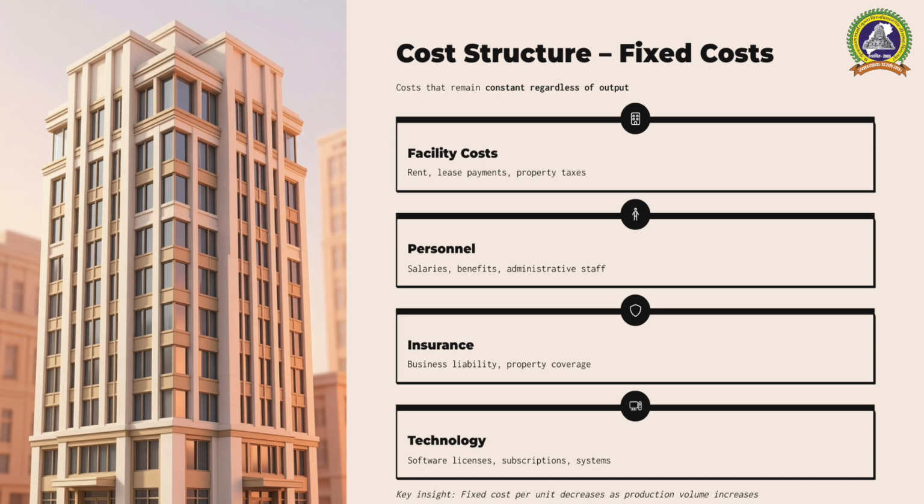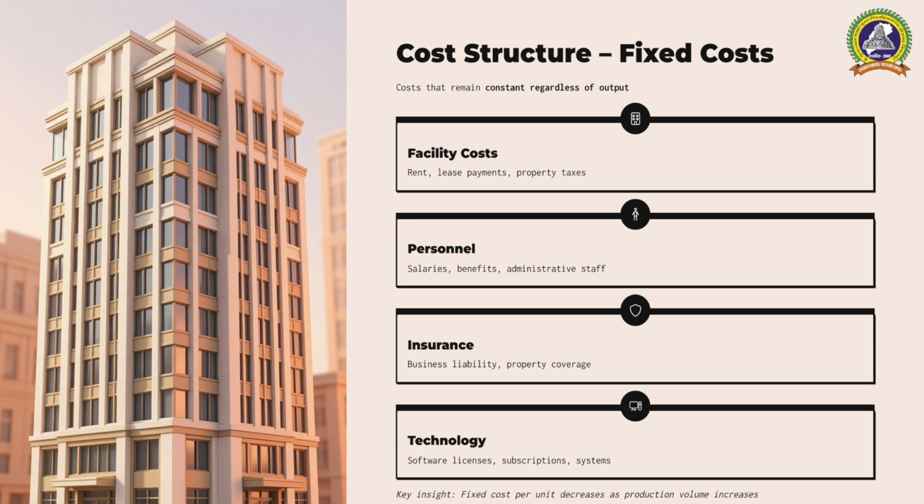To understand break-even, we must first deconstruct the anatomy of cost. The first category is fixed cost. These are the costs that remain constant regardless of your production volume. Whether you produce 1 unit or 1 million units, these bills must be paid. Think of them as the cost of being open for business.